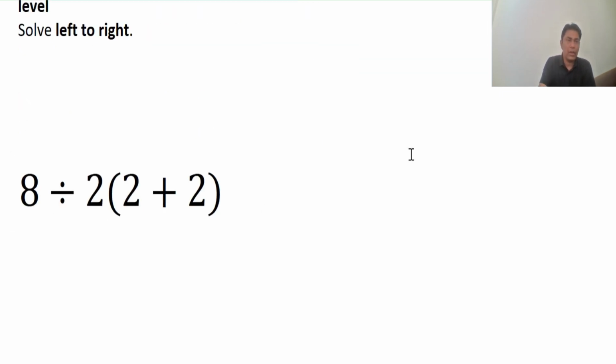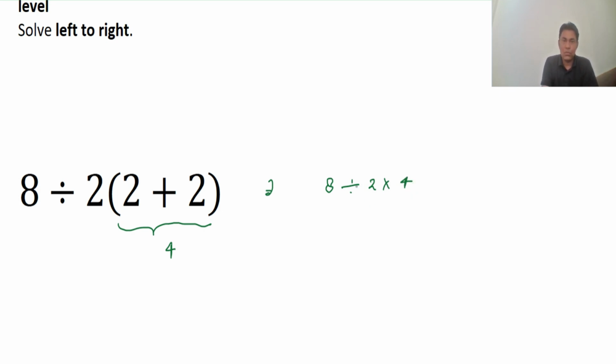So here we are given 8 divided by 2 times (2 + 2). Very first we will operate this bracket. After simplifying this bracket, we have 4. So from here we will have 8 divided by 2 times 4.